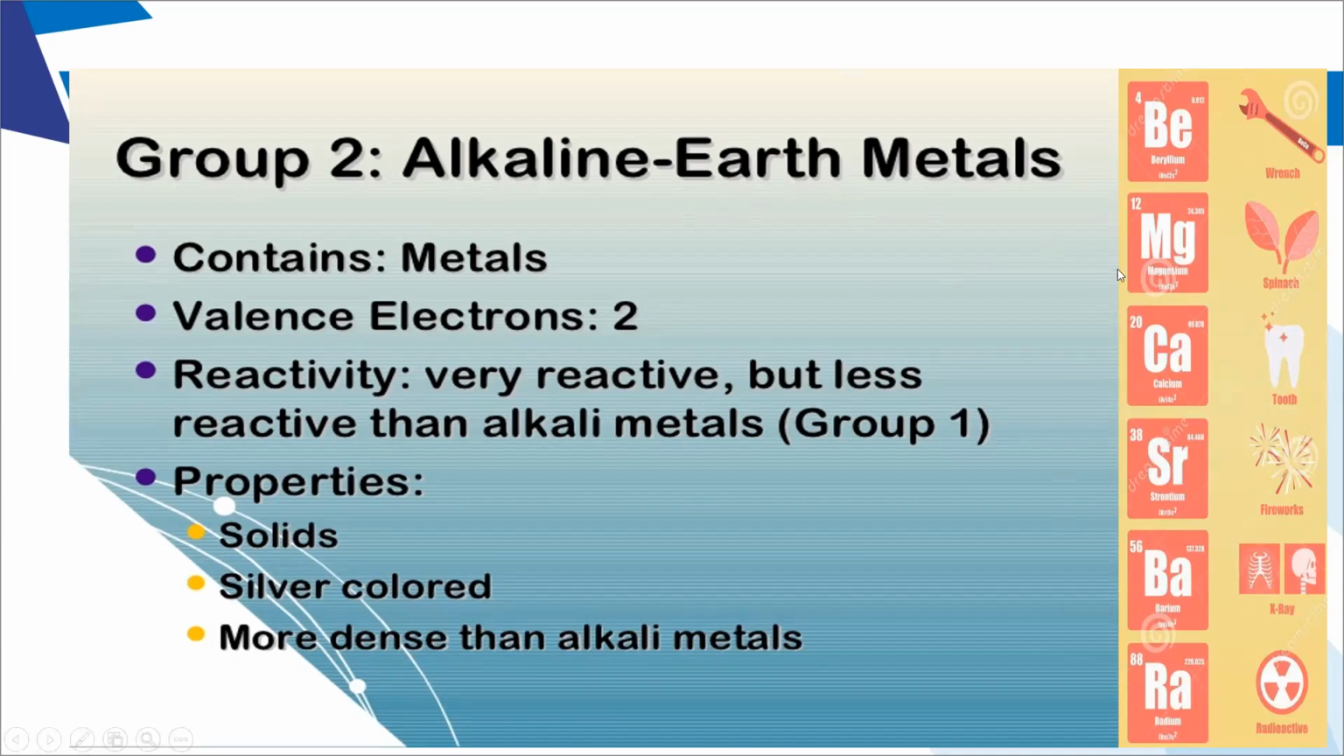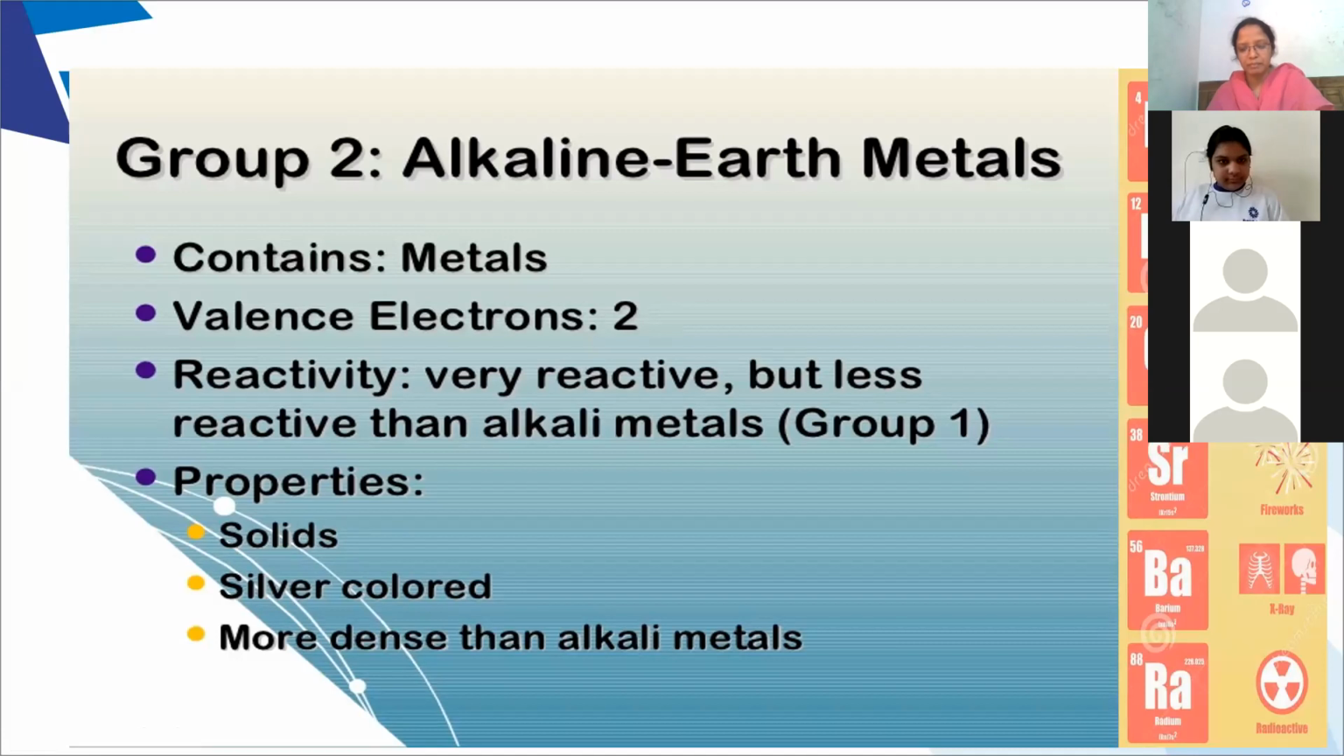And what is the positive ion they form? They form +2. So what are the elements? Beryllium, magnesium, calcium, strontium, and barium. You have to learn the order as well. You have to learn these elements by heart as they are, because they'll ask you to keep them in increasing order, decreasing order. So what are the second group elements?